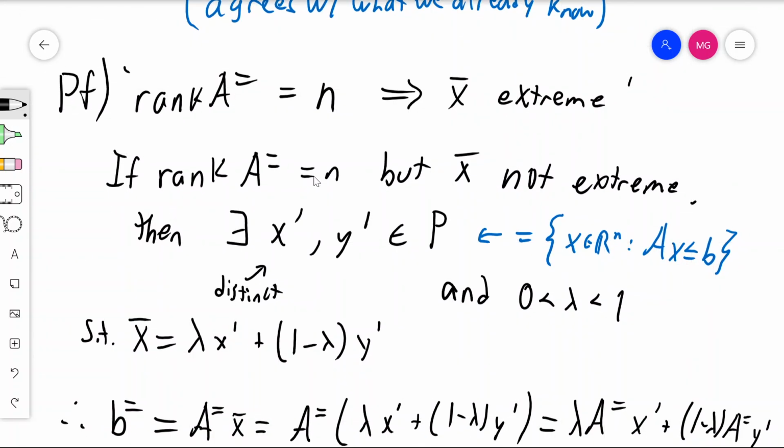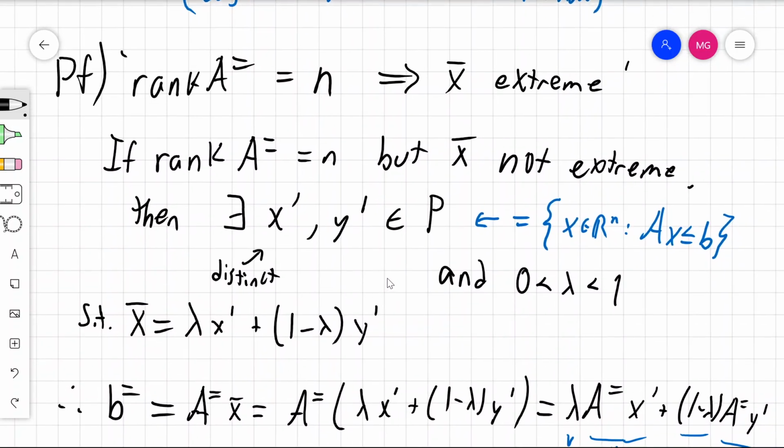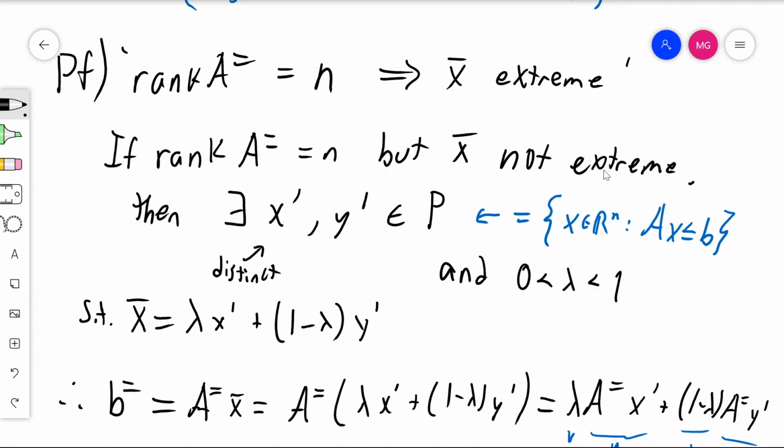So that's our assumption, rank of A equality is equal to n. So let's go by contradiction then. Let's assume by contradiction that x bar is not extreme. So if it's not extreme, then we just use the opposite of the definition of extreme. That means there do exist points x prime and y prime in the polyhedron, and the polyhedron, by the way, is just the set of points that satisfy this linear system of inequalities. So there's two distinct points in this polyhedron such that x bar is strictly contained in the line segment from x prime to y prime.